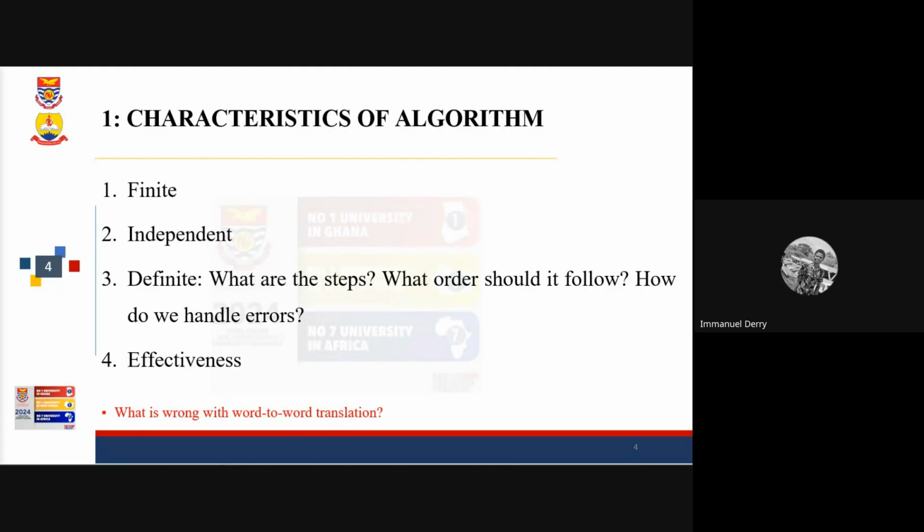All right, so let's talk about some characteristics of algorithms. How do we differentiate an algorithm from any other thing that we have in the world? So one of them is finiteness. An algorithm should be finite.